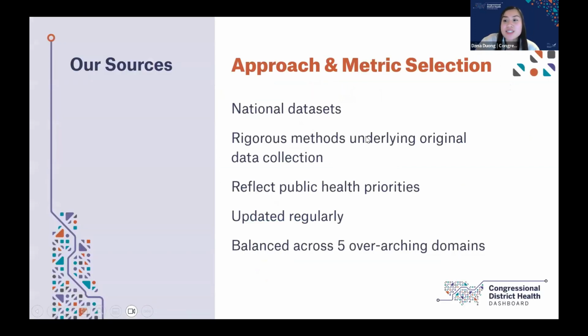All of the metrics on our site are drawn from federal sources and other data sets that adhere to rigorous standards of data collection and analysis. So think the US Census Bureau, the Centers for Disease Control and Prevention, and the Environmental Protection Agency. All of the measures on our site aim to be actionable and reflect public health priorities. Our team of population health and policy experts, epidemiologists, and geospatial specialists regularly update the site with new data as they become available. We also try to add new measures where we can that balance over the 5 overarching domains that we talked about previously.